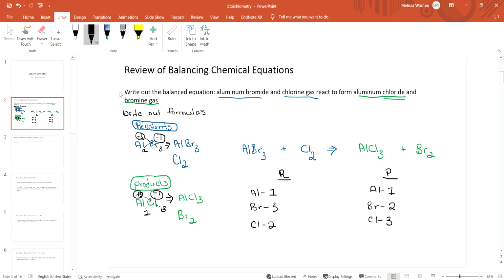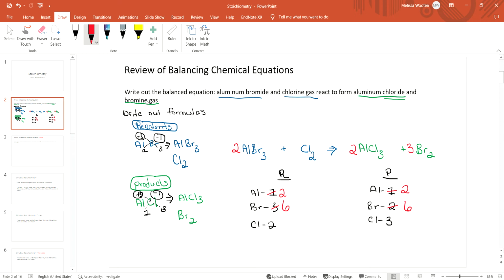So let's balance this. Alright, so I'm going to fix my bromines on the right side. And I'm going to just say 3 times 2 is 6. And that's the nearest number that these two have in common, 3 and 2. So I'm going to put a 3 here. I'm going to make this a 6. Right? And I'm going to come over here and put a 2 here. And that's going to make this a 6, but that also makes my aluminums 2. So I'm going to fix that over here by putting a 2 here. That makes my aluminums 2.